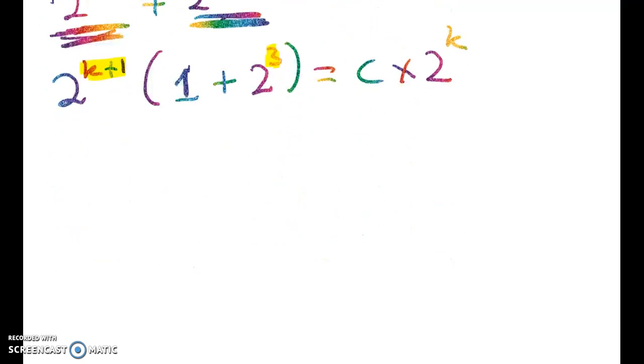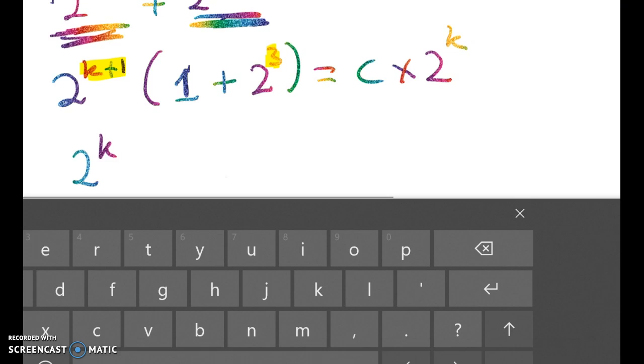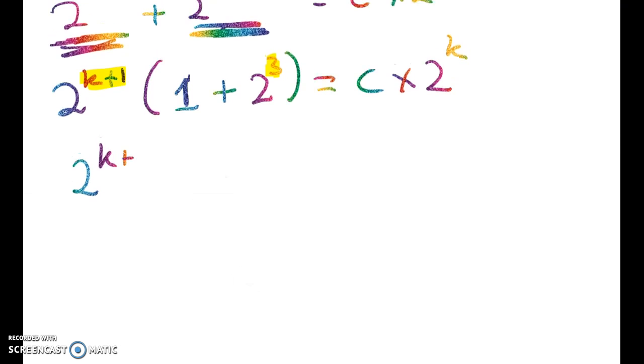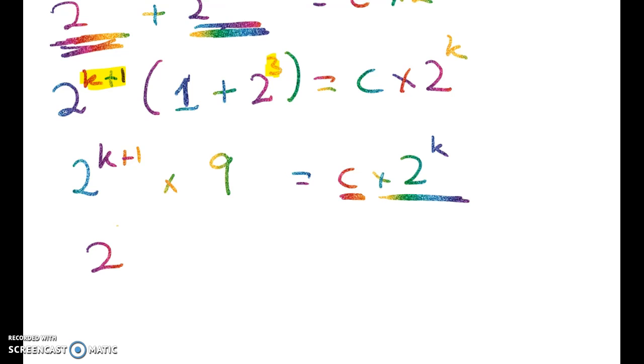So let's keep on going. What do we have now? Well, we've got 2 to the power of k plus 1 times 1 plus 8, which is 9, is equal to C times 2 to the k. We're going to finally be able to isolate C by dividing both sides through by this. So what does that give us? Well, we get 2 to the k plus 1 over 2 to the k times 9 is equal to C.